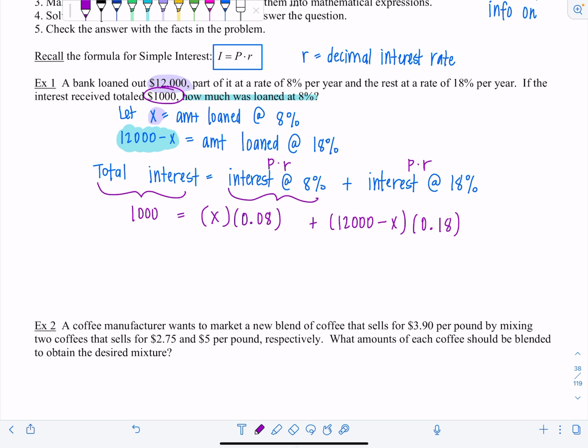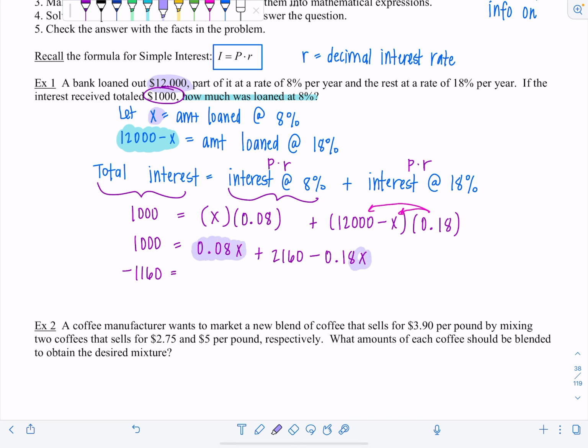Now we just have to solve. Can you solve this? This is going to be 1,000 equals 0.08x plus, we've got to distribute. You can get your calculator. 12,000 times 0.18 is 2,160 minus 0.18x. Okay, I'm going to subtract 2,160 from both sides. So this is going to be negative 1,160 equals, these are like terms, I can combine.